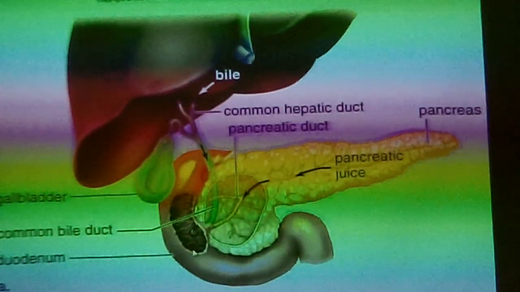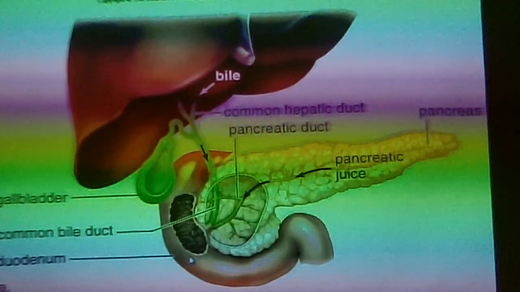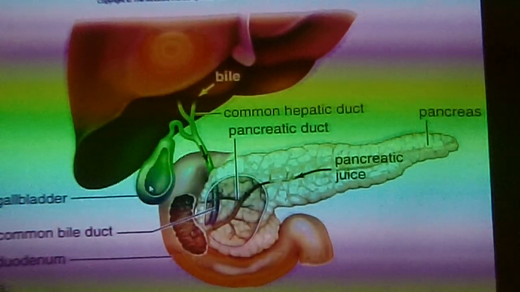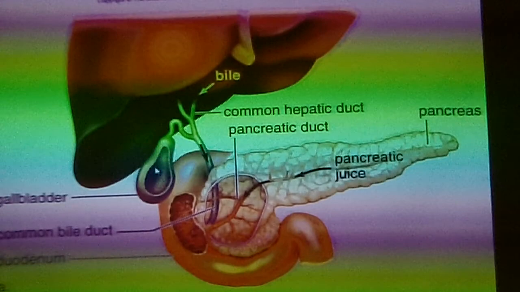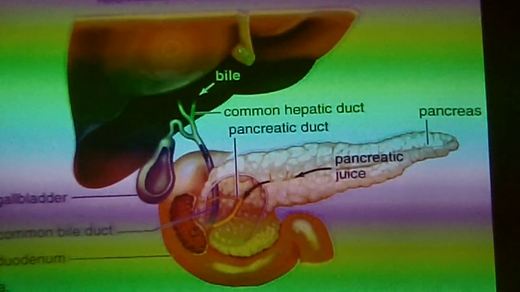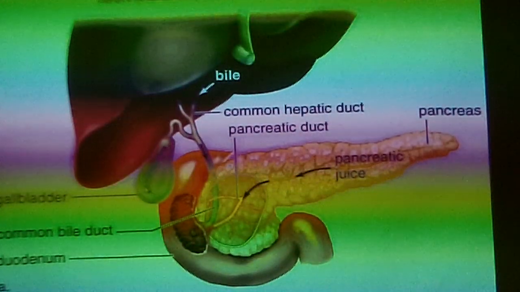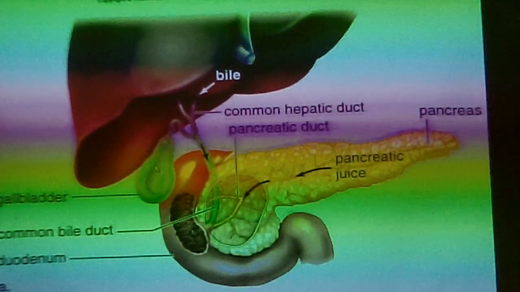Can I ask a question? Yeah. Now, is that big red thing up top the liver or the gallbladder? Because I thought that's the liver. That's the gallbladder. So the bile comes from the liver. It's made in the liver and it's stored in the gallbladder. The gallbladder is just a storage area for bile.